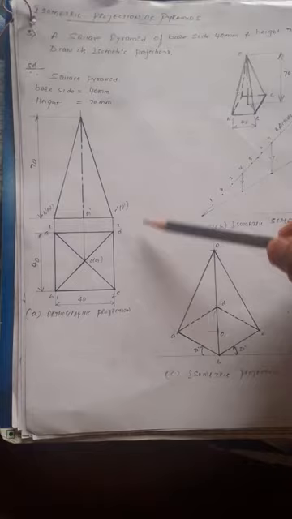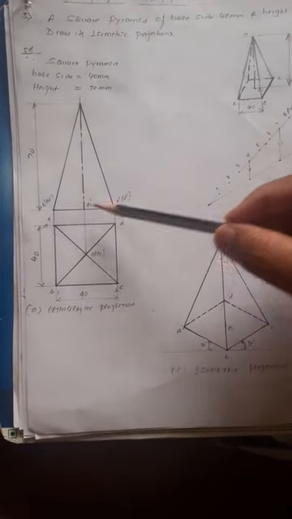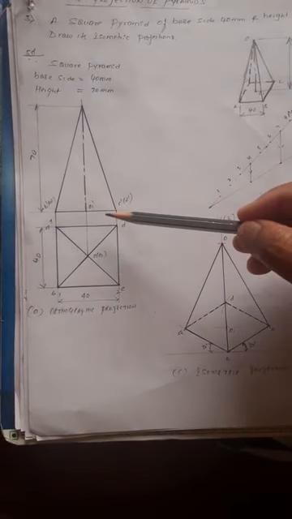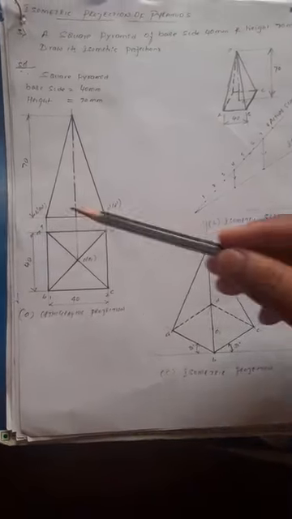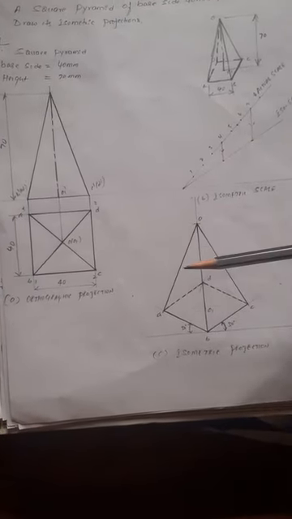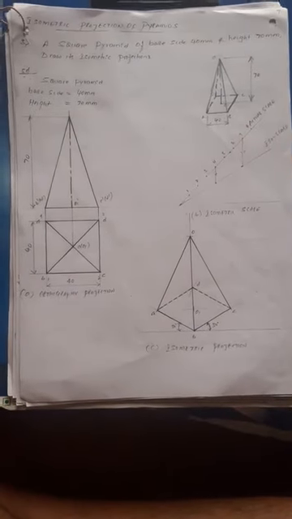To go for orthographic projection, no need to bound the top face of the pyramid in a square box. Already it is a square. 40 mm means iso 40, which is nothing but 4 blocks you measure here, right? Try to solve these 4 problems. Thank you for watching this video.